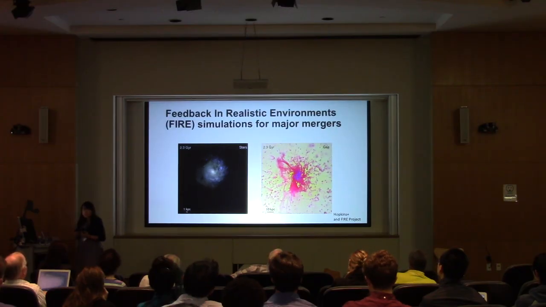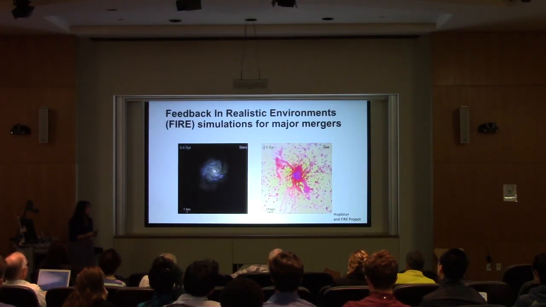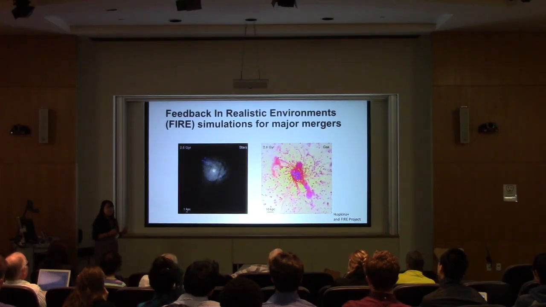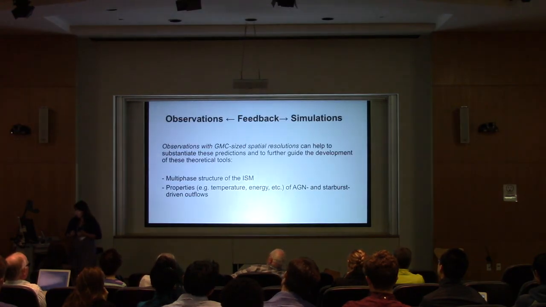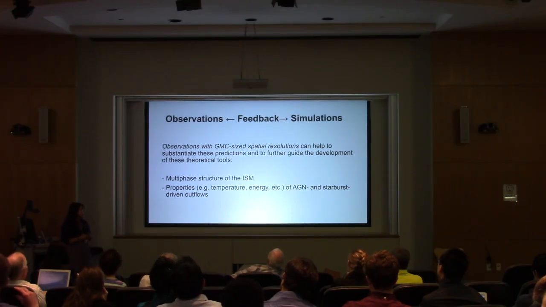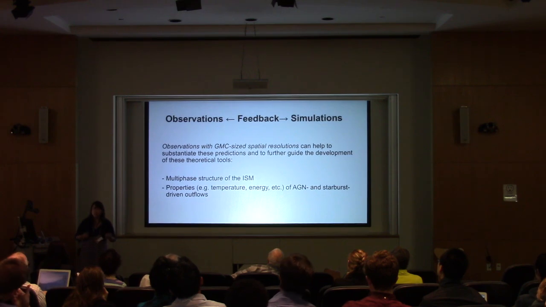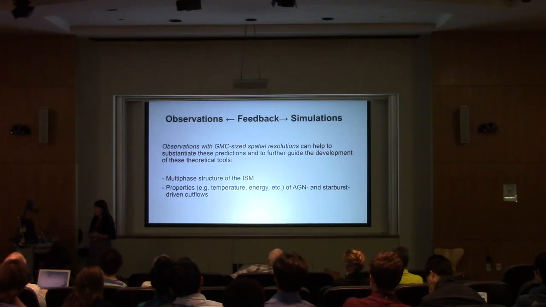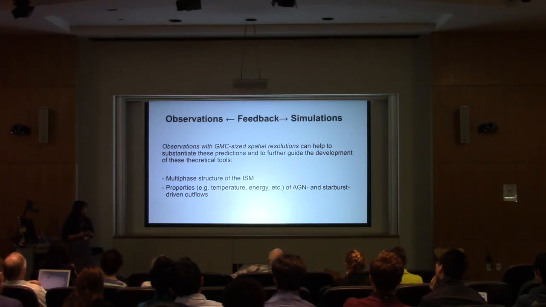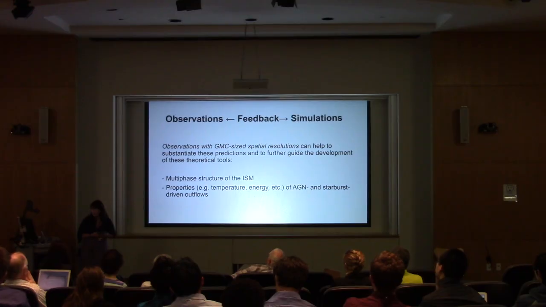Now, I won't claim to be an expert on simulations, but there are a lot of free parameters and subgrid model physics that go into these simulations that we don't really understand. And so what we really want are observations with similarly GMC-size spatial resolution that could help us compare to simulations and actually constrain the physics. In particular, we want to be able to probe the multi-phase structure of the ISM, as well as look at the properties of these AGN and supernova-driven outflows.